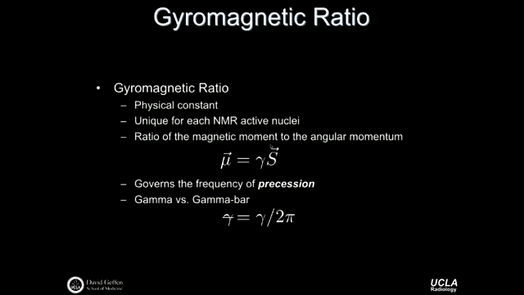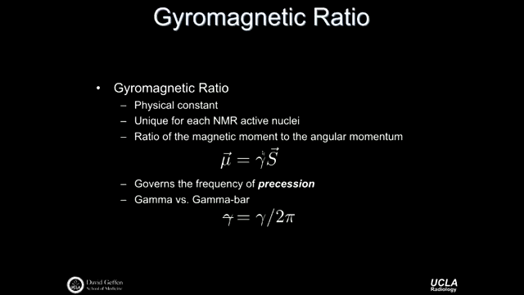All right, so let's talk a little bit about this gyromagnetic ratio. It showed up in the table before and in the previous lecture, and it's a really important parameter for us because it's nucleus specific. Of course, we care about hydrogen, so we'll memorize that hydrogen's gyromagnetic ratio is 42.57 megahertz per Tesla. It's a physical constant. It's unique for each NMR active nucleus.